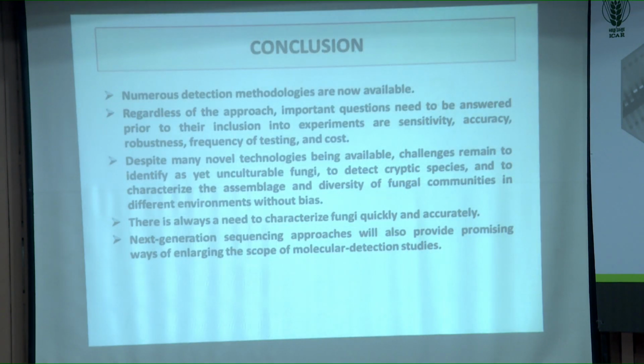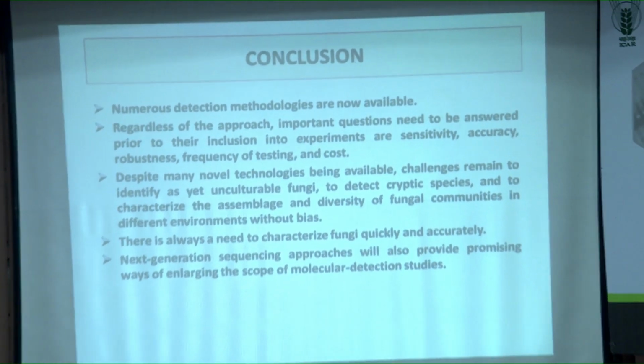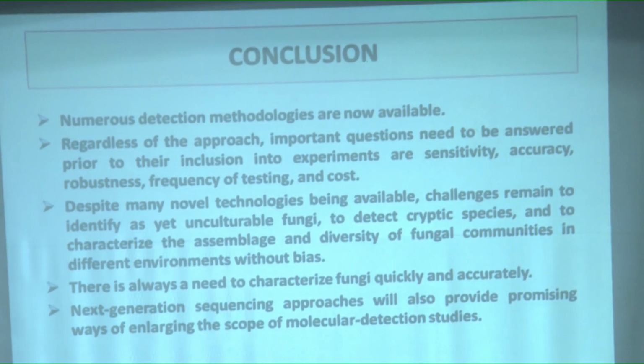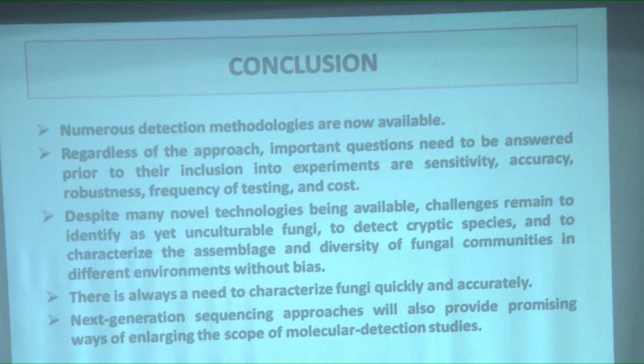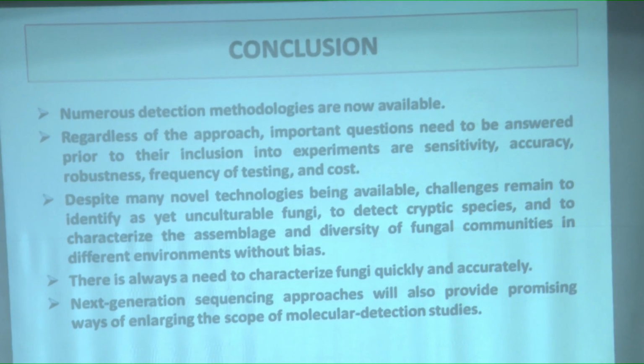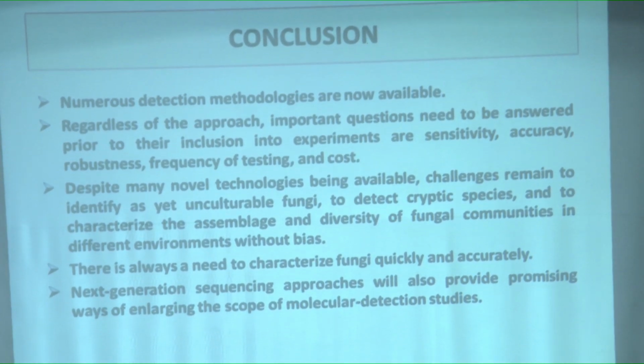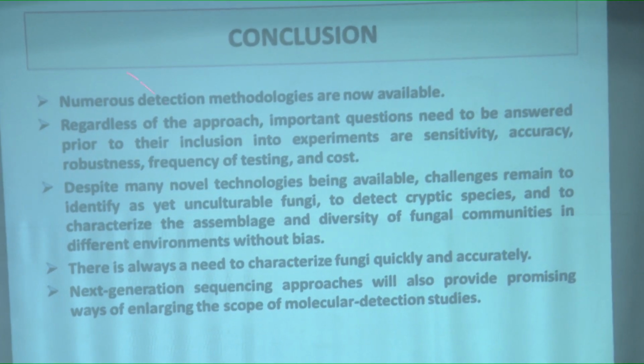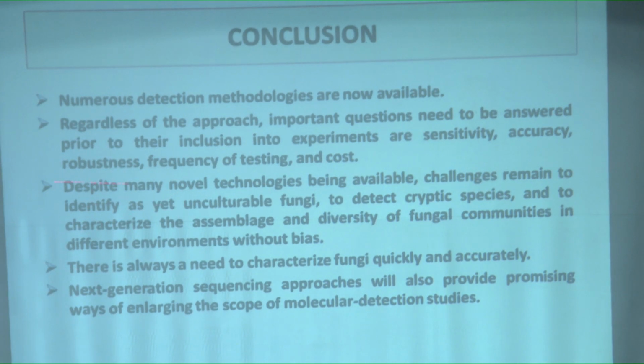The conclusion of this particular topic is that you have seen numerous methods are available for the detection of plant pathogens. Regardless of the approach, important questions need to be answered prior to their inclusion into experiments: sensitivity, accuracy, robustness, frequency of testing and cost. All are important, you have to take care of all. Despite many novel technologies being available, challenges remain to identify unculturable fungi. If it is possible, it should be useful in different environmental conditions. There is always a need to characterize fungi quickly and accurately. So that is why markers are always needed.